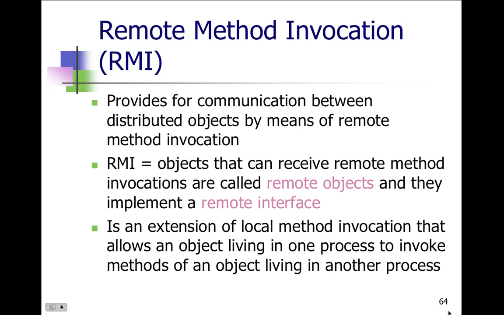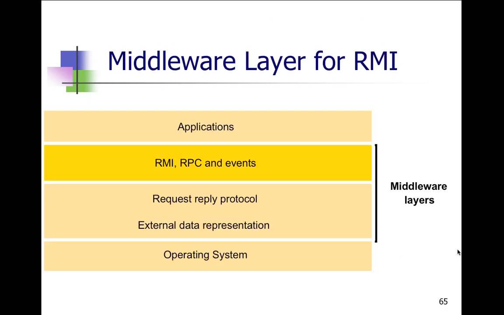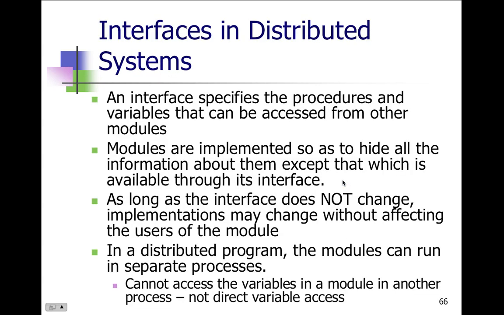So this is an extension on the local method invocation that allows the object living in one process, so we still have the process state going on, to invoke methods of objects living in other processes. So what are we looking at? We have RMI at this level here, and this is a kind of a review. We've seen this earlier today. In terms of the layered approach to the operating system, the request-reply protocols, the external data representation, and now we have the RMI that's kind of right on top of that in terms of the middleware layers. That's going to add the level of abstraction that we need.